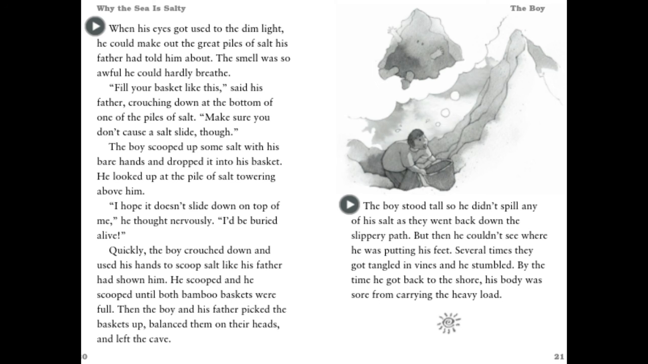The boy stood tall so he didn't spill any of the salt as they went back down the slippery path, but then he couldn't see where he was putting his feet. Several times they got tangled in vines and he stumbled. By the time they got back to the shore, his body was sore from carrying the heavy load.